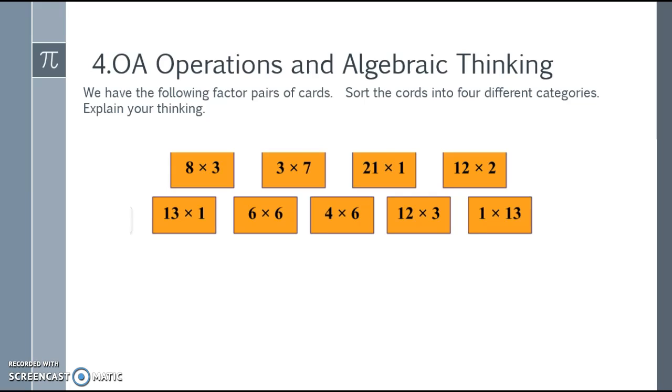We have the following factor pairs of cards. Sort the cards into 4 different categories. Explain your thinking. Take a moment to kind of put them in order, how you think they should be put, and then we'll come back together and see how I did it.